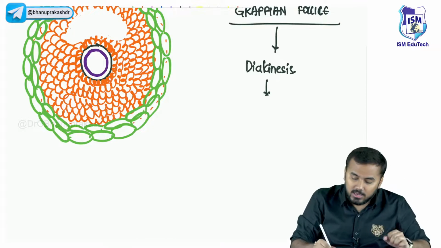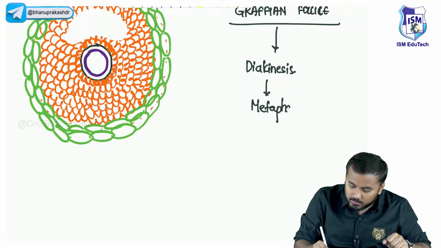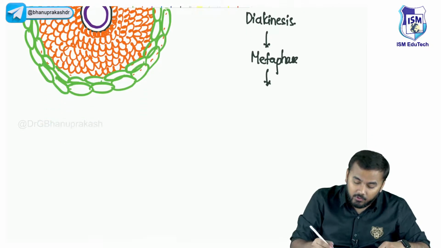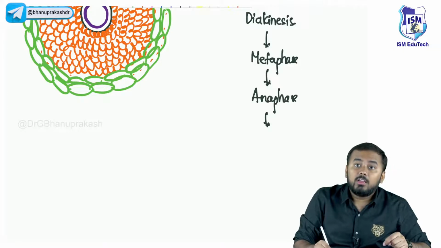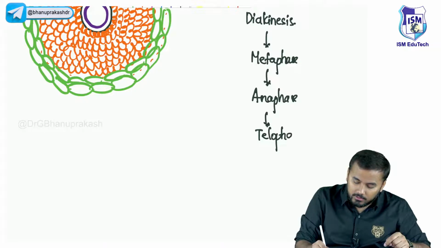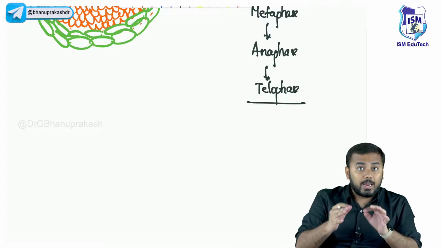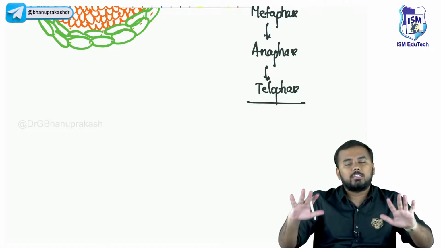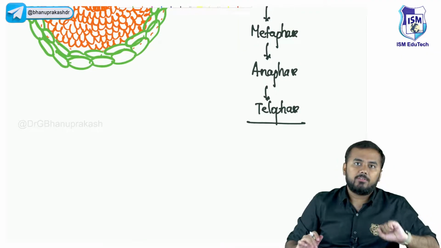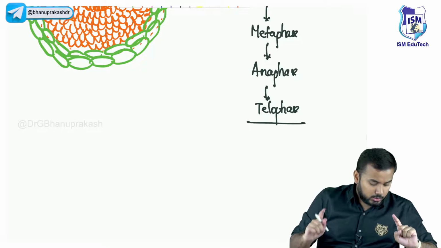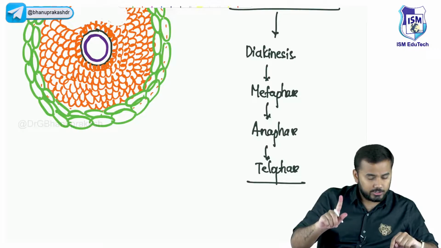The next phase is metaphase. After metaphase, we have anaphase. After anaphase, what do we have? Telophase. Now, successfully, the Graafian follicle or the primary oocyte has completed all the stages of meiosis 1. So, till here you understood, guys? This part is a little bit tricky. All of you understood till here?